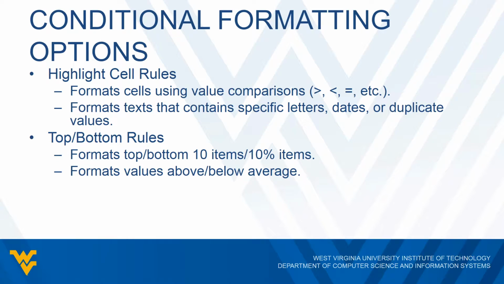We can even do formatting based on values that are above or below an average. So we can get the average of the list of items, and you can apply formatting rules for those cells that are either above or below that average.